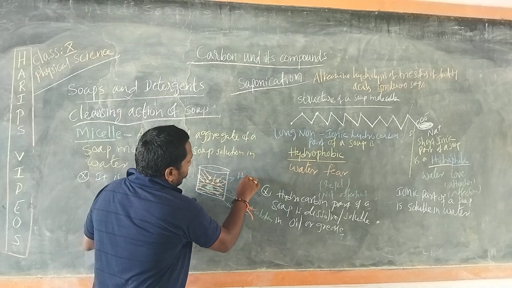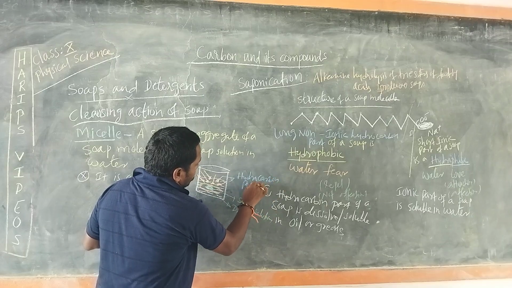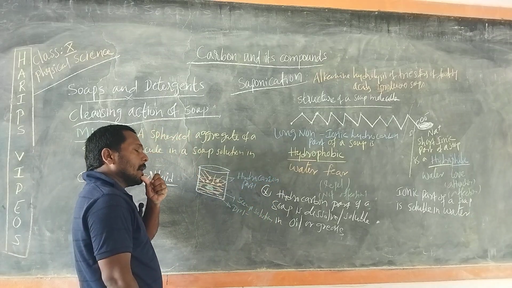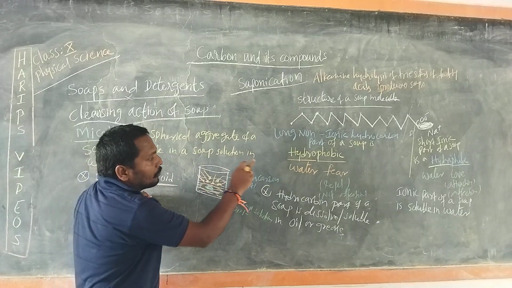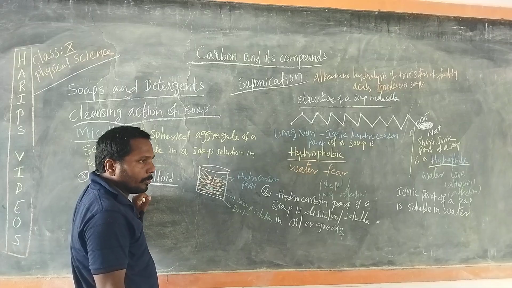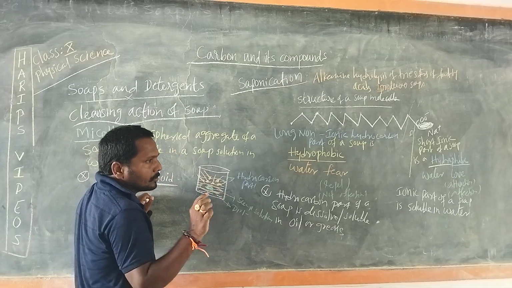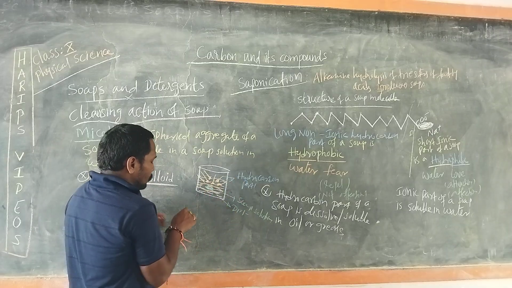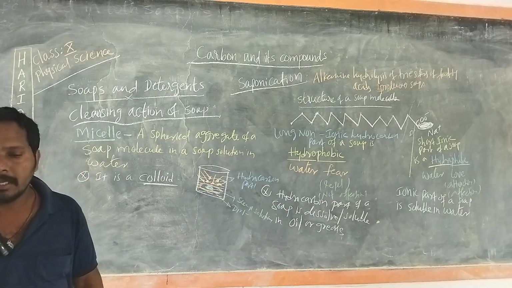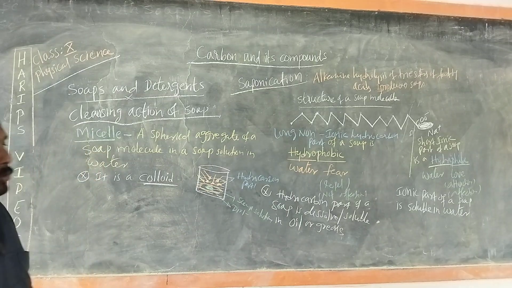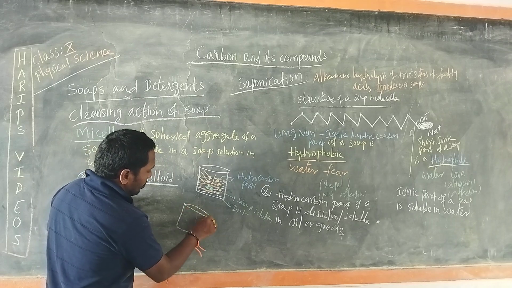In these soap molecules, these are the long-chain hydrocarbon parts. This non-ionic hydrocarbon part is hydrophobic, so it cannot move towards the water molecules. So these move towards the dirt particles. Slowly coming, and what will happen here?